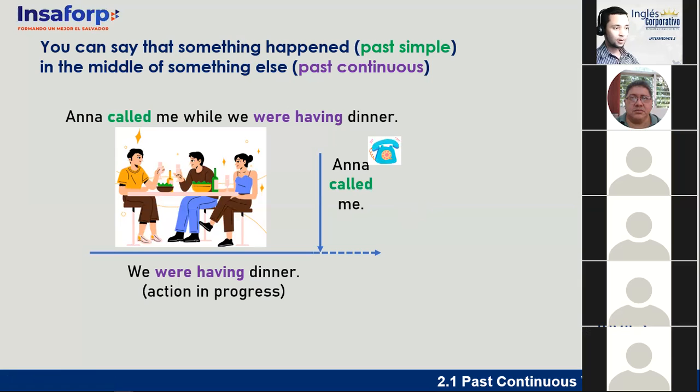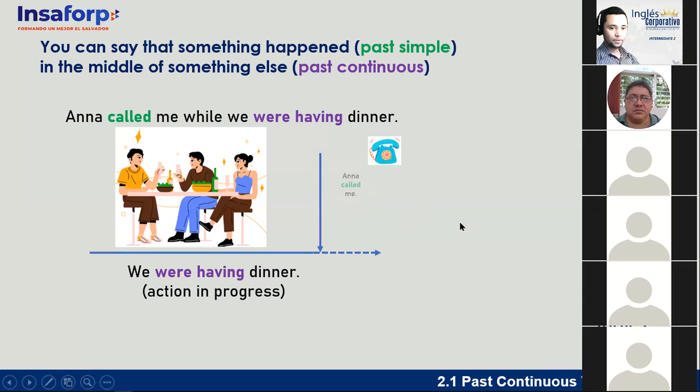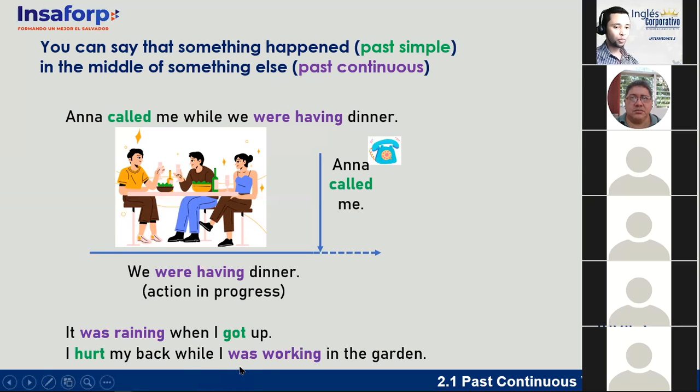Okay. Give me a moment. Okay. Yeah. That looks better. Okay. So we have some more examples. It was raining when I got up. Estaba lloviendo cuando me levanté. I hurt my back while I was working in the garden. Me lastimé la espalda mientras trabajaba en el jardín. So what is the action in progress? I was working in the garden, and then, okay, I hurt my back. So, one action in progress and another action that interrupts it.